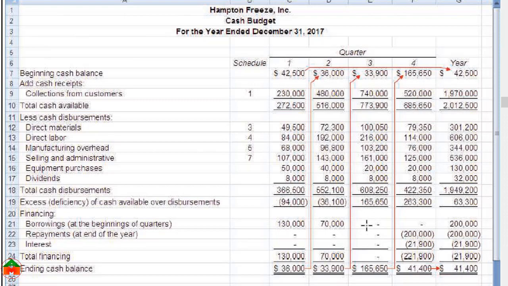That means we don't need to borrow any money from the loan, and this would be shown as an ending cash balance of third quarter. Since we don't have any borrowings, we don't need to adjust the financing rows. That's why our ending cash balance would be 165,650. This ending balance would be shown as an opening balance in the next quarter, I mean fourth quarter.